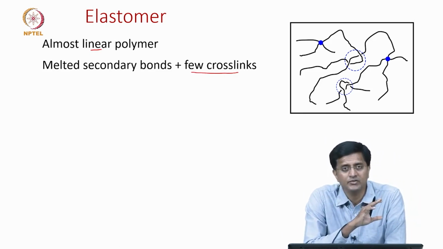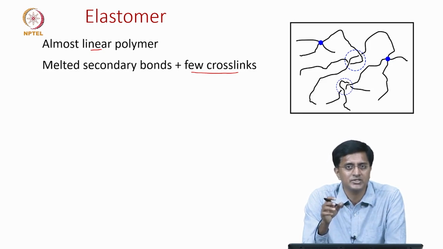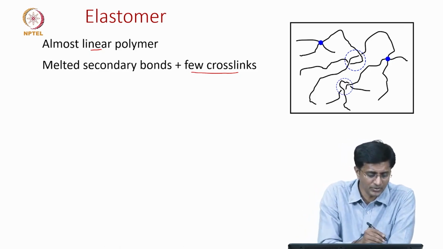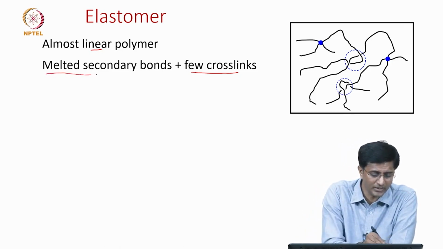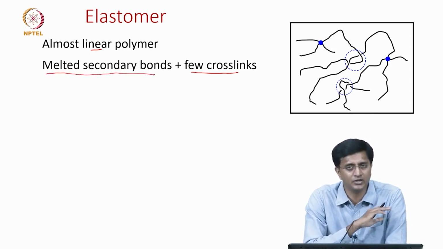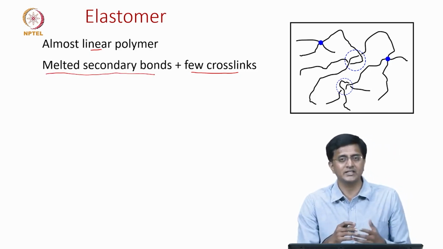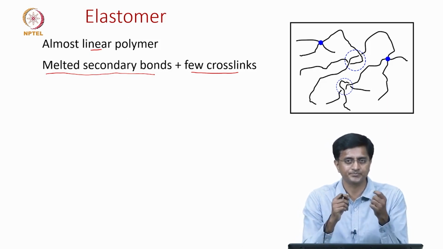So, initially we started with thermoset saying that there is only secondary bonds, then we went to thermoplast saying that there are crosslinks, but also secondary bonds. But when we come to elastomers, we are saying we do agree that there are crosslinks, but we are saying that they are very few, like 1 in 1,000 or even much lesser. But in addition to that, we also say that they have melted secondary bonds, meaning that there are no secondary bonds because they are already melted. We are talking about the classic example of elastomer, which is rubber.